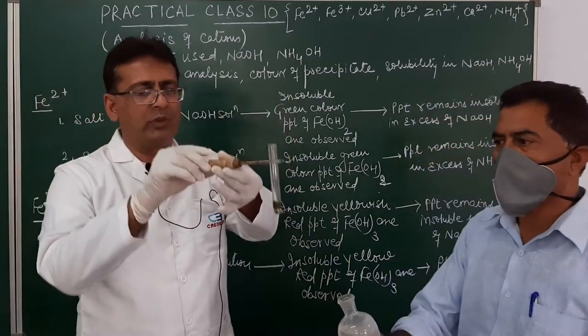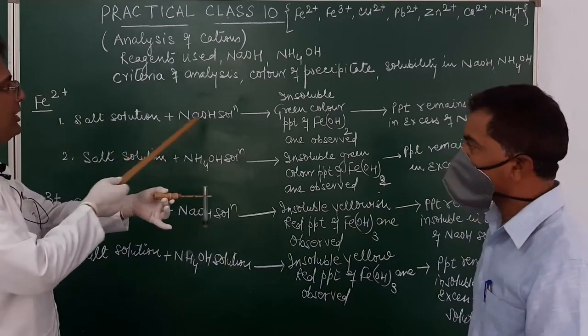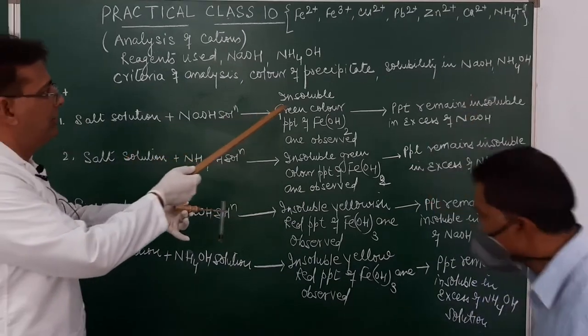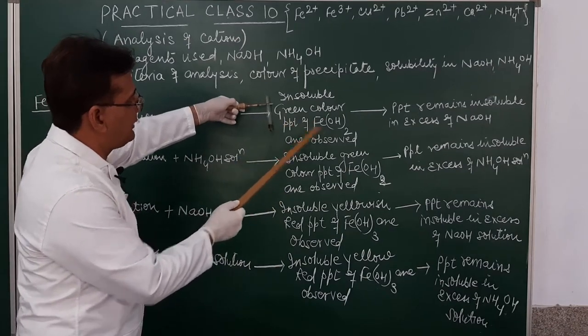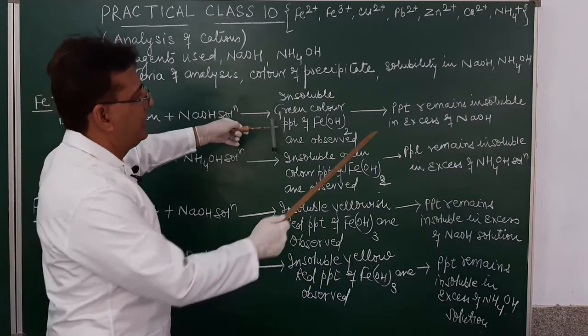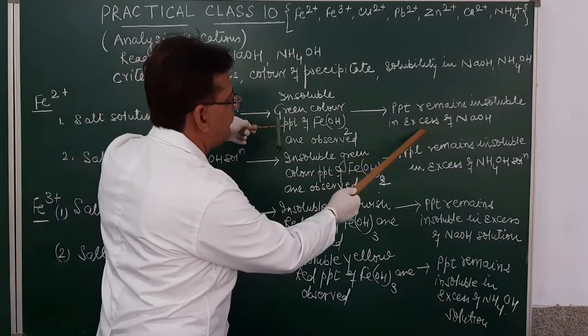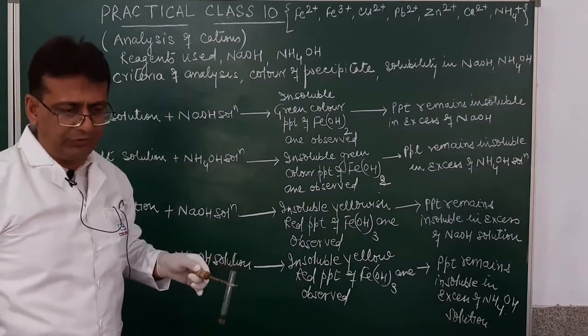Can you see this? Now just see this test. We have taken the salt solution plus sodium hydroxide. What do we observe? An insoluble green color precipitate, so ferrous hydroxide. Name the green color precipitate: ferrous hydroxide. And the precipitate remains insoluble in excess of sodium hydroxide solution.